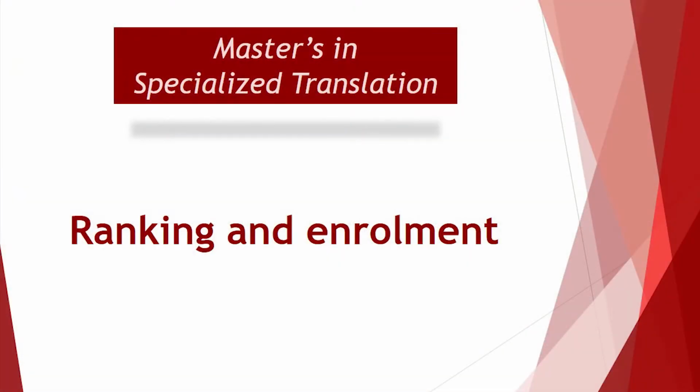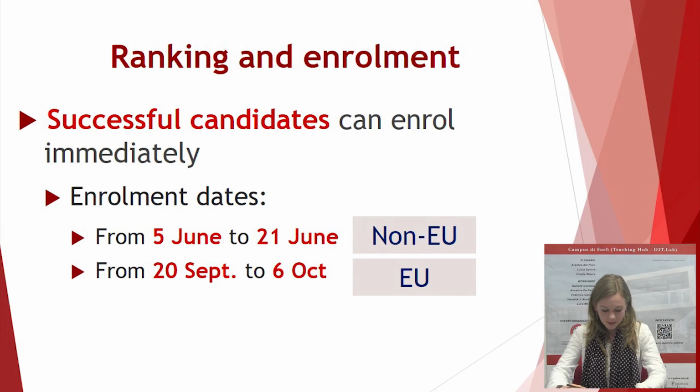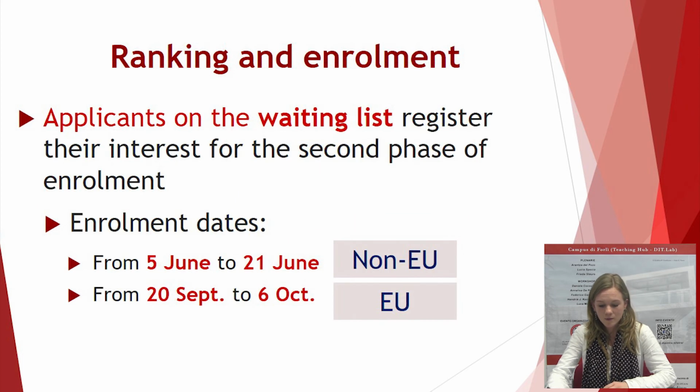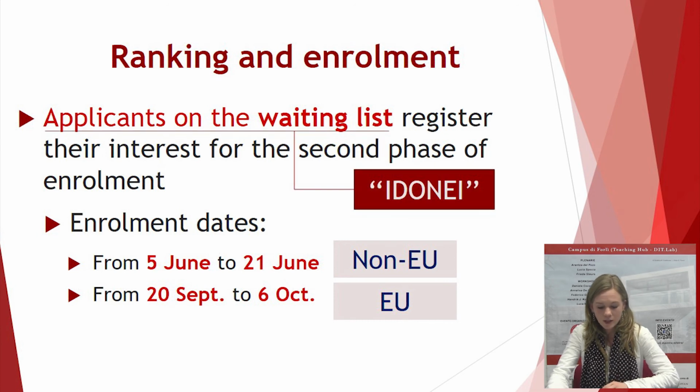Moving on to ranking. This is fairly complicated, but it's also extremely important. This slide shows the enrollment dates for non-EU students and for EU students. When results are published, the successful candidates will be able to enroll immediately. We call these candidates in Italian vincitori, which means winners. At this time, applicants from the waiting list, which in Italian we call idonei, register their interest in enrolling in the second phase. So if you have not been successful but you still would like to do the course, you need to register your interest.